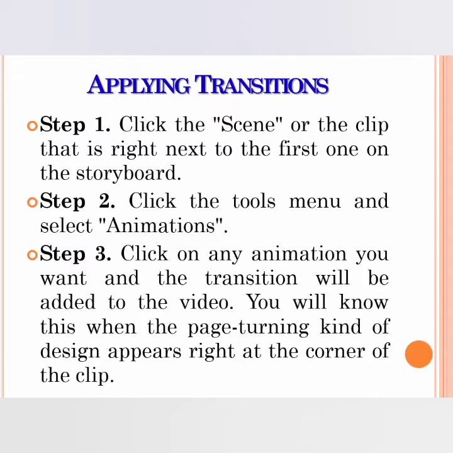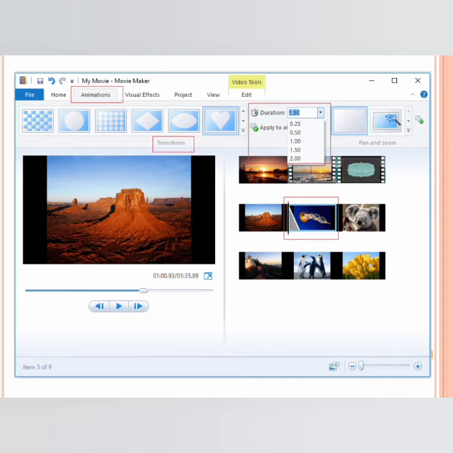Step 1, click the scene or the clip that is right next to the first one on the storyboard. Step 2, click the tools menu and select animations. Step 3, click on any animation you want and the transition will be added to the video. You will notice this when a page turning kind of design appears right at the corner of the clip.